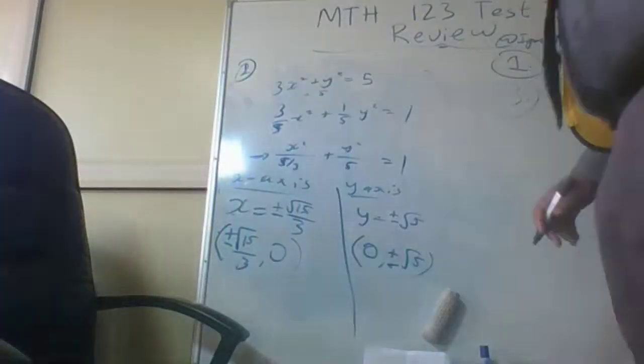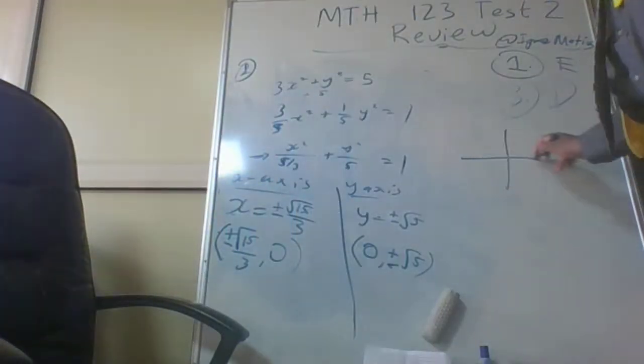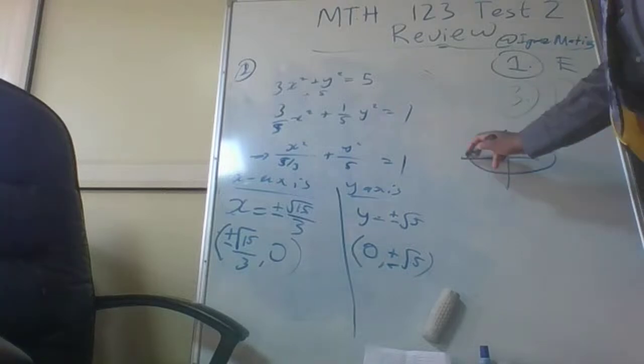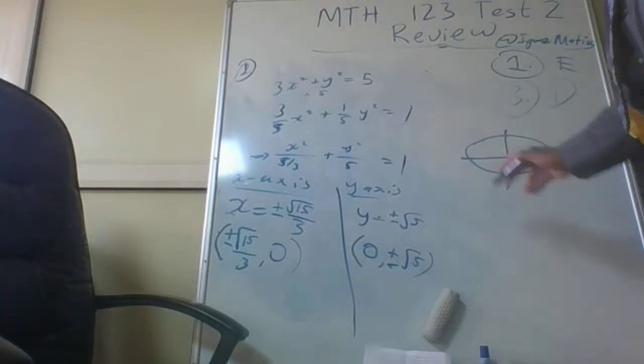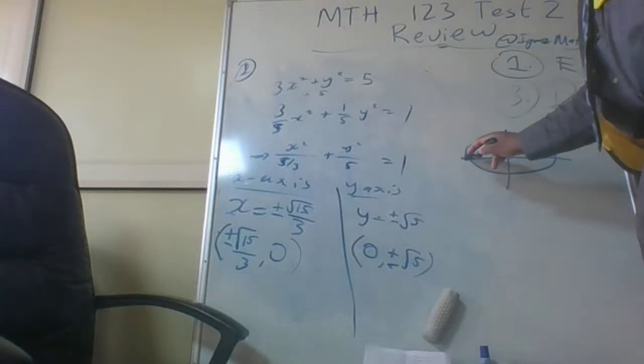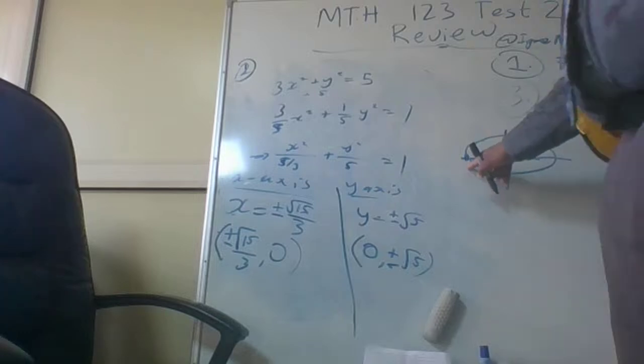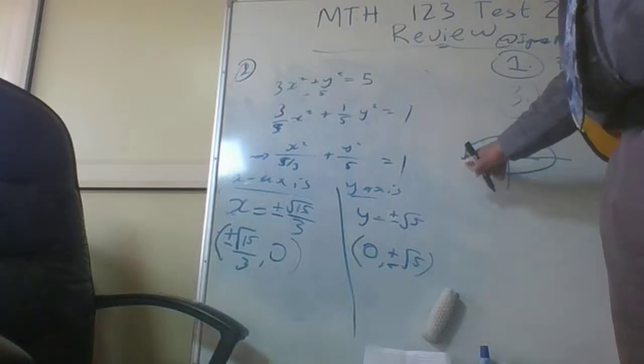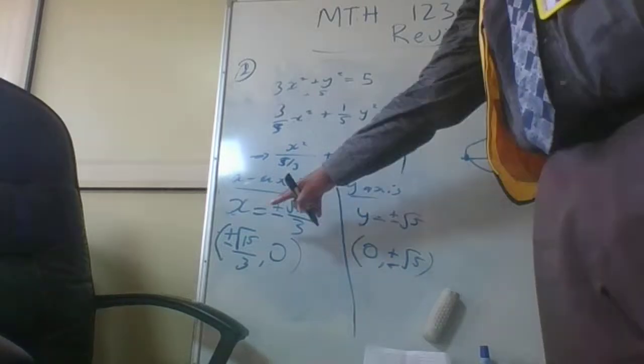Now, what does this mean? Let me draw a parabola. No, an ellipse. Let me draw an ellipse for us here. So you have an ellipse here, and it looks like this. This is going to be our x-axis, where the graph cuts the x-axis. The first point here is negative root 15 over 3.